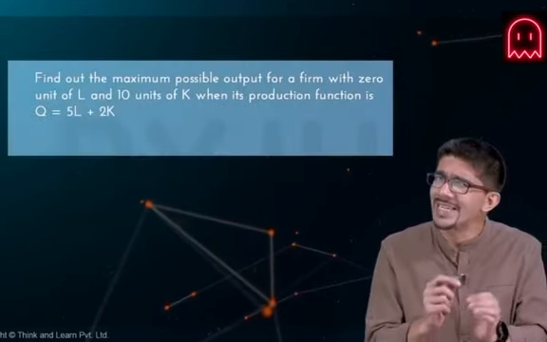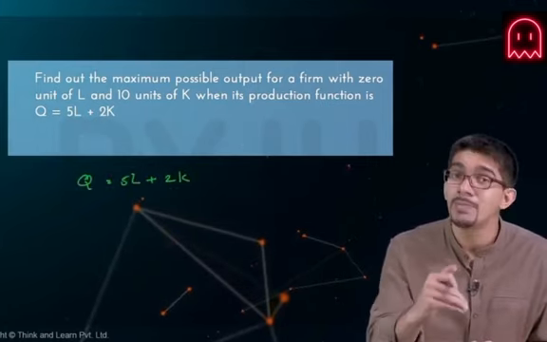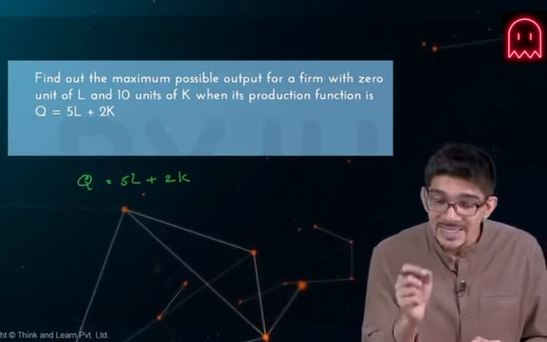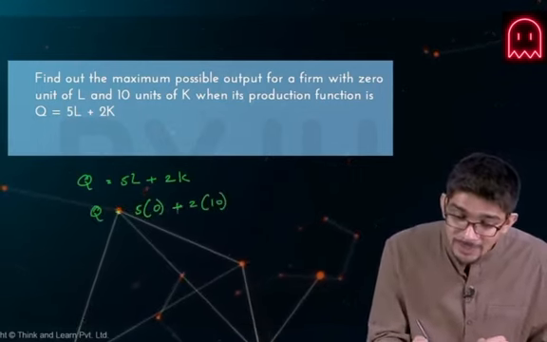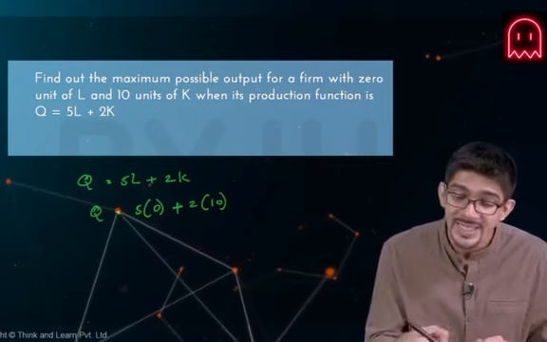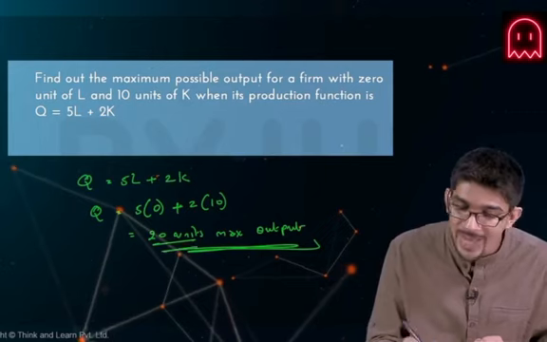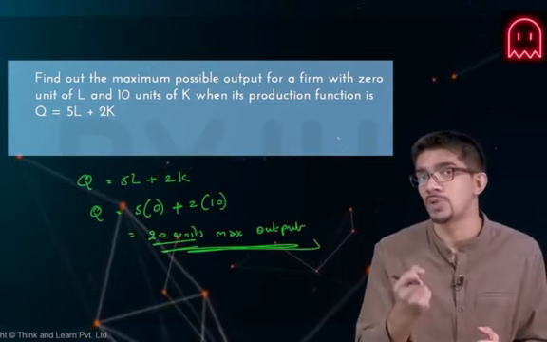Next question is a slightly different question. Here is the additive production function. Q is equal to 5L plus 2K. And again, L is given as 0 and K is given as 10. Substituting, we can find 5 into 0 plus 2 into 10. But because it's a plus sign here and not multiplication, even though L is 0, we still get an output, which is 20 units of maximum output. So 20 units is the maximum output for this given input combination.